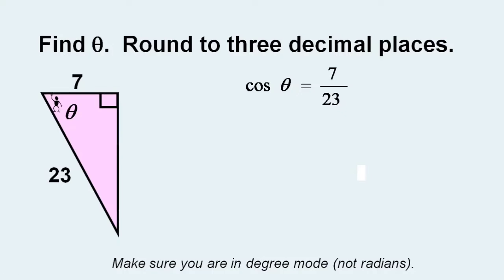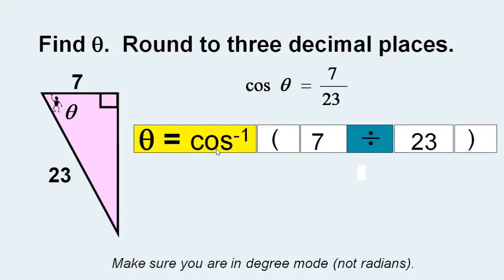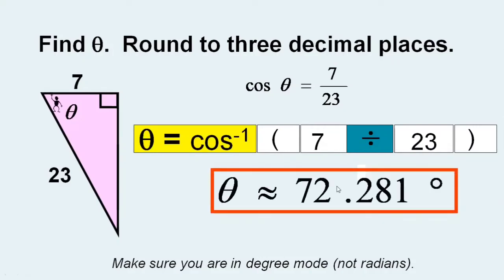So this time we're going to apply our inverse cosine. What will be left here is our angle theta, then applying our arc cosine of 7 divided by 23, and that would be equal to 72.281 degrees.